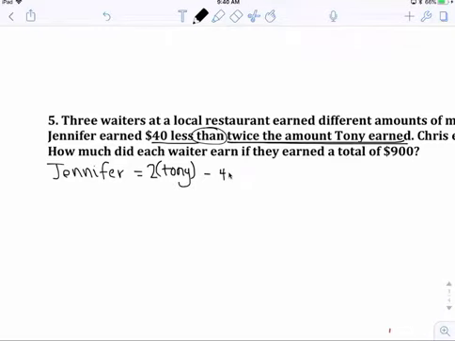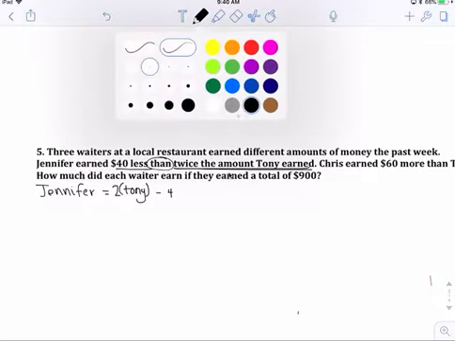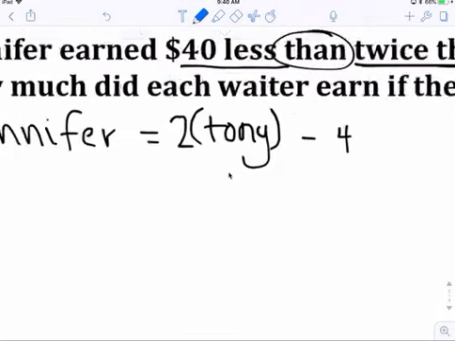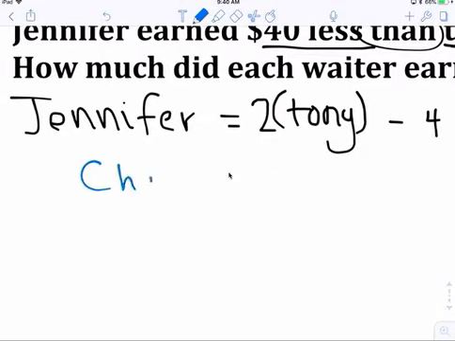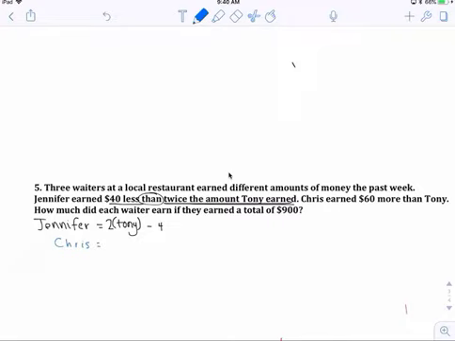We don't know Tony. Chris earned, so the next person is Chris, 60 more than Flip. Tony comes first, plus 60. How much did each waiter earn if they earn a total of 900?